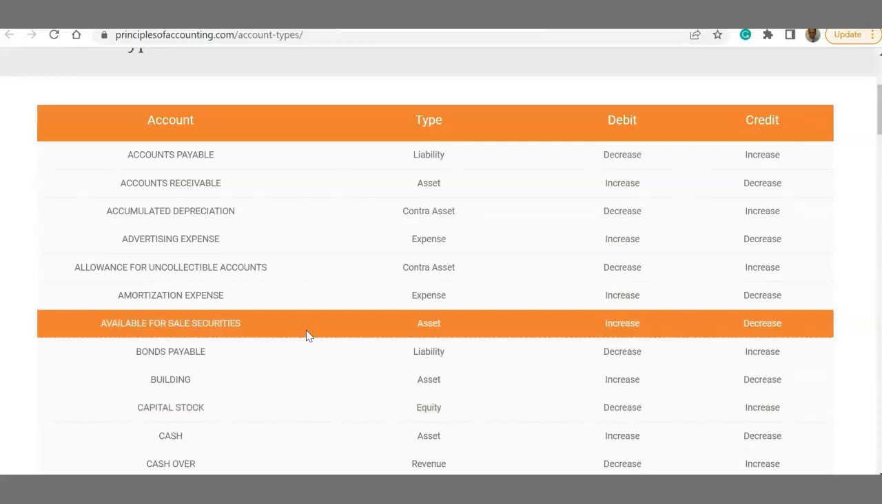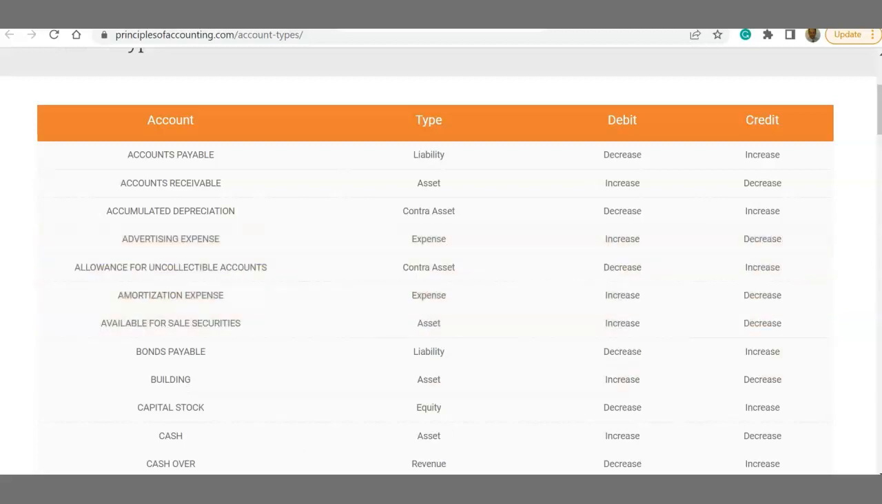I have a question. For a contra asset, does that mean you are paying money or losing money? Very good question. Let me show you.